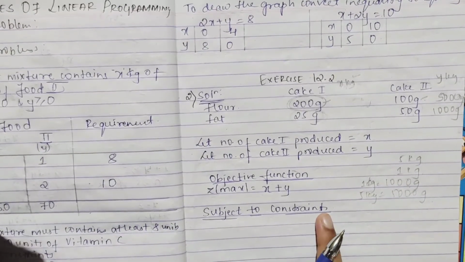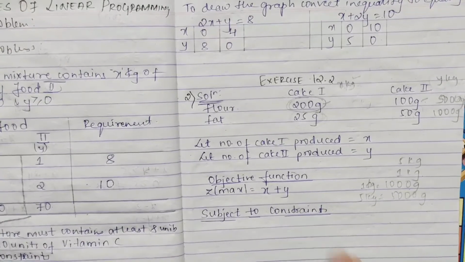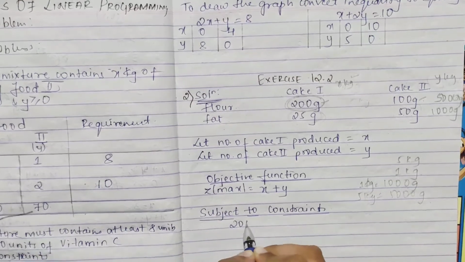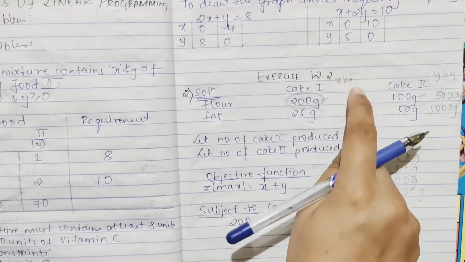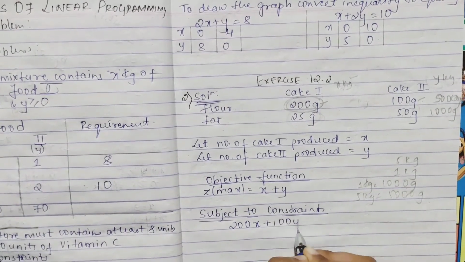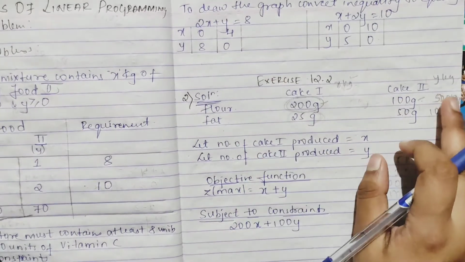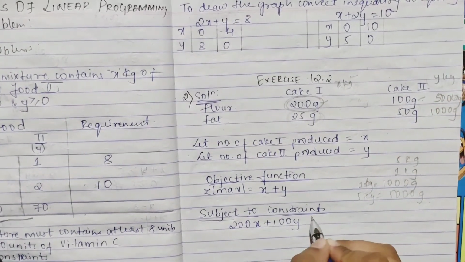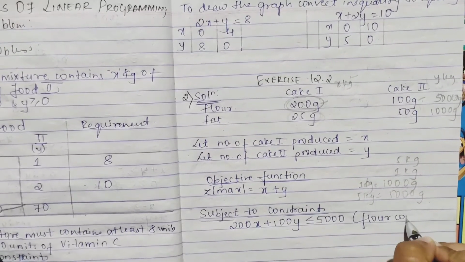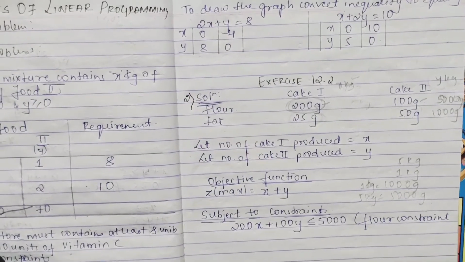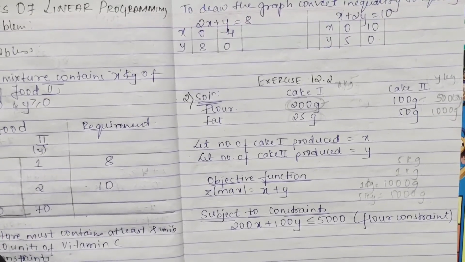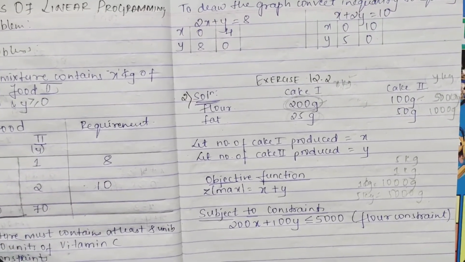So we will write our subject to constraints. What will the constraints be? This is per gram, right? So it will be 200 into x to make x kg, plus again for flour 100 y to make y kg, and the flour constraint, how much have they given? 5000. So it should be less than or equal to 5000, and here in brackets you write flour constraint. If you write like this in brackets, it will be very good for gaining marks.